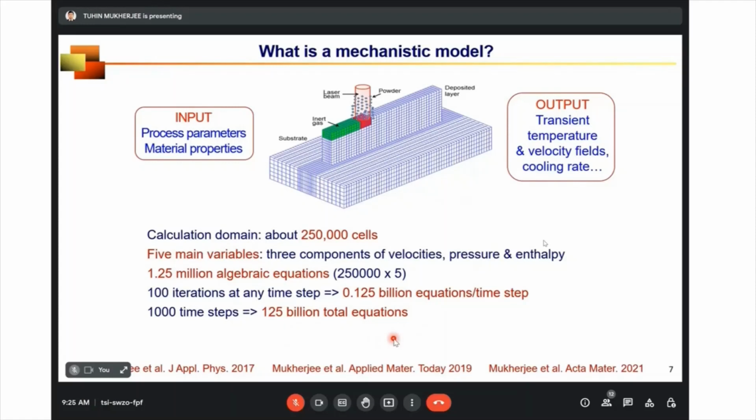But at Penn State, we have developed computationally efficient algorithms so that we can solve these 125 billion equations on an inexpensive laptop in 10 minutes. So after 10 minutes, you can get all the variables that are needed for calculating microstructure, properties, and common defects in additive manufacturing. Let me give you some examples.